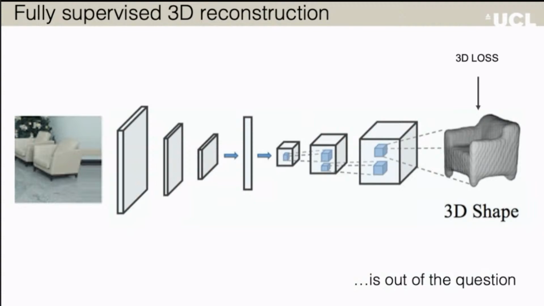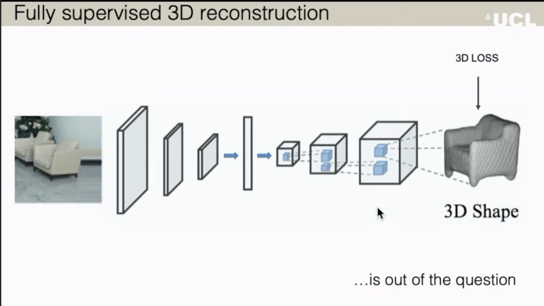So if we think about how we would solve this the easy way using machine learning or deep learning, going down the easy route of a fully supervised reconstruction approach is in some ways completely out of the question, because we just don't have enough alignment of images and 3D shapes with their correct orientations to learn in this fully supervised way.